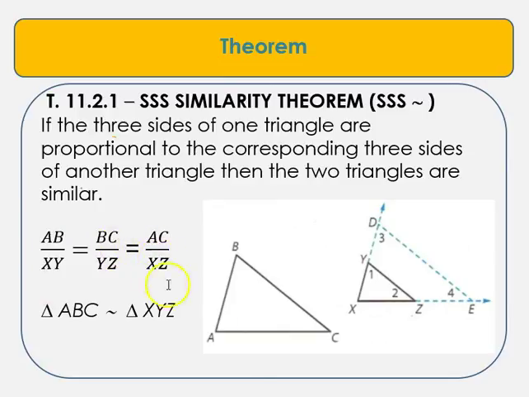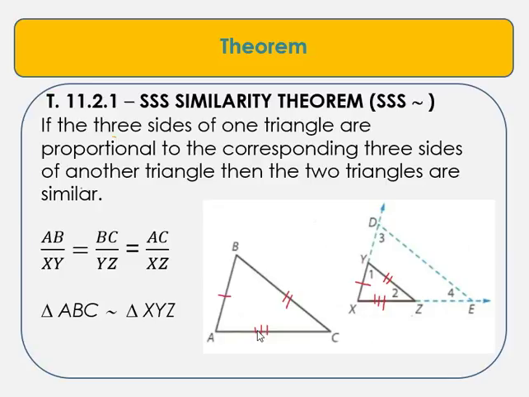proportions of the sides. And we have side AB, and let me get my handy pen here. Side AB is congruent to side XY. BC is congruent to YZ. And AC is congruent to XZ.